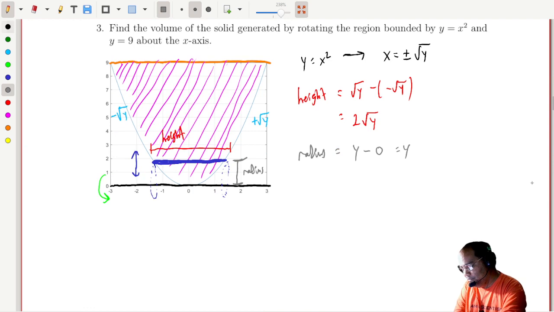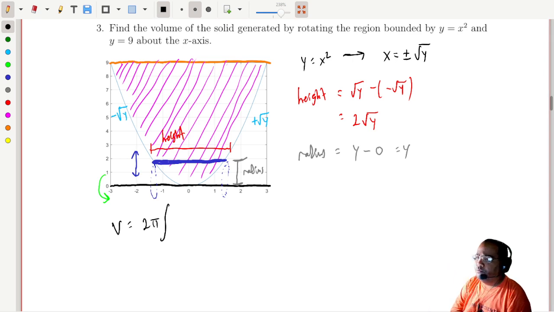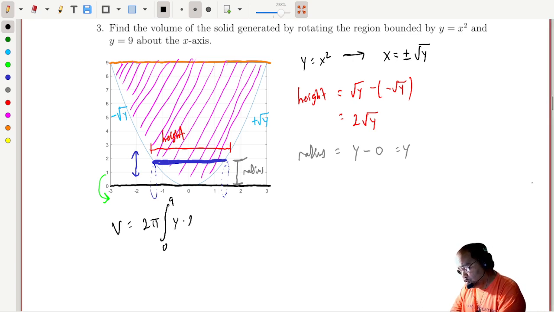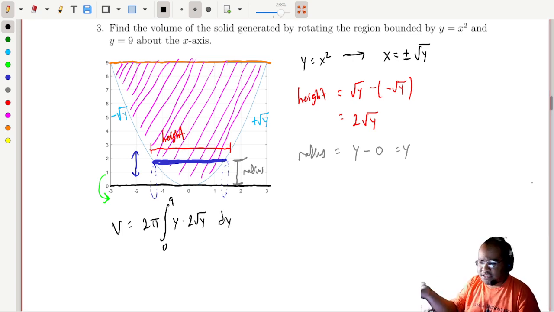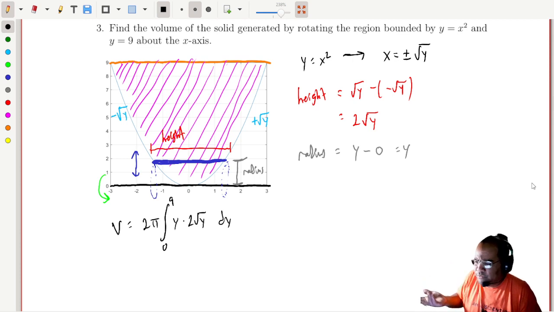Let's build our integral. Our volume that we need is 2 pi times the integral from where to where? Well, from y equals 0 to y equals 9. Okay, think about moving that strip up and down. The shell radius, which is y, and the shell height, which is 2 square root y.